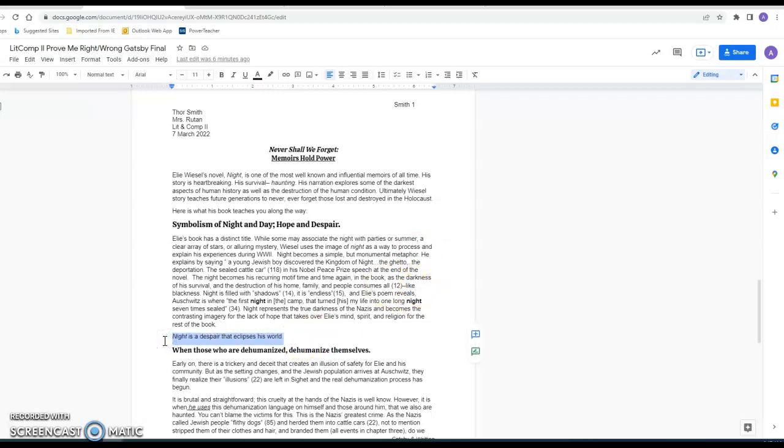It moves and flows between big, long paragraphs of conversation and then shorter, punchier little things like "Night is a despair that eclipses his world." So I wrote mine about night. Hopefully you guys read this in English 3 or LitComp 1. I didn't want to steal ideas from Gatsby. So here is my bold statements.